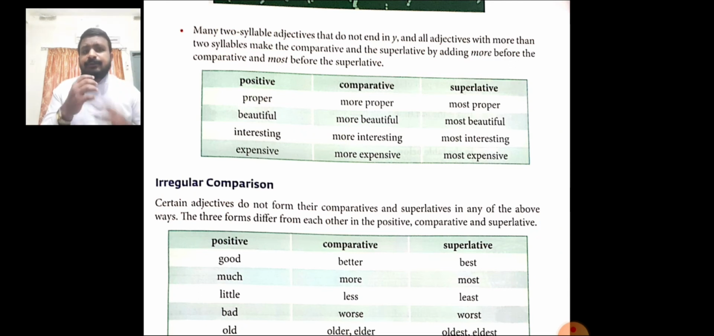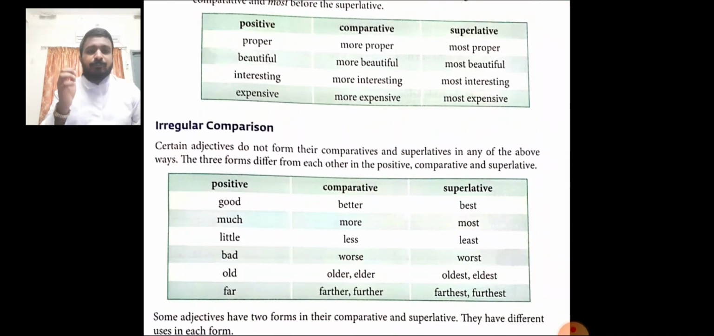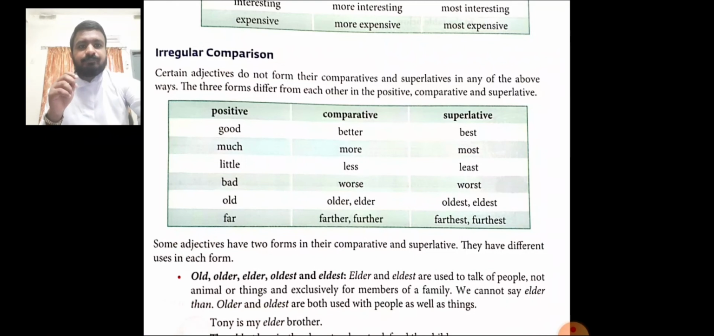And there are other adjectives that are called irregular comparisons. That is, all the three forms will be different. For example, good, better, best. Much, more, most. Little, less, least. Bad, worse, worst. Old, older, elder, oldest, eldest. Far, farther or further, farthest or furthest. Now we shall see the last two words, old, older, elder, oldest, eldest.